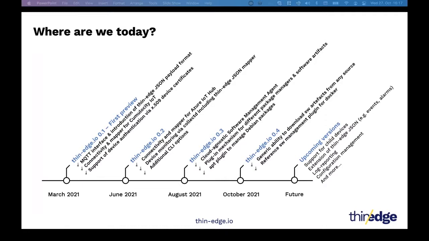Device authentication via X509 device certificates was there from the beginning. Right now, it can be used very easily to do prototyping work, and we are also planning to extend that, and you will see more around that in the upcoming demos. So in 0.3, we introduced the software management agent that I mentioned with a plugin mechanism for Debian package management, and in 0.4, we also created a reference software management plugin for Docker that we also are planning to extend, and also a generic ability to download any software artifact from any source on the ThinEdge, so it can be used there for software management.